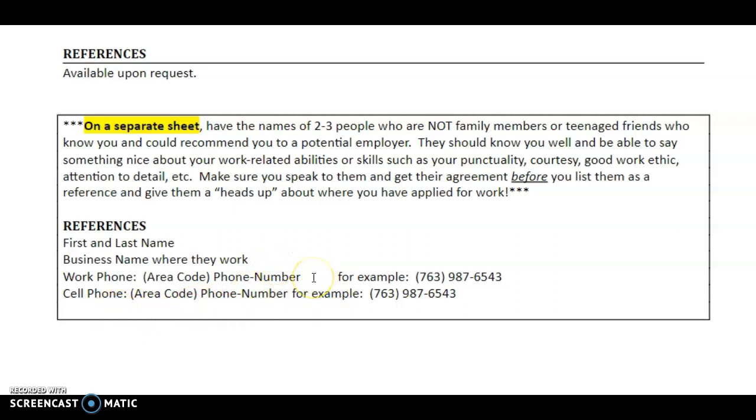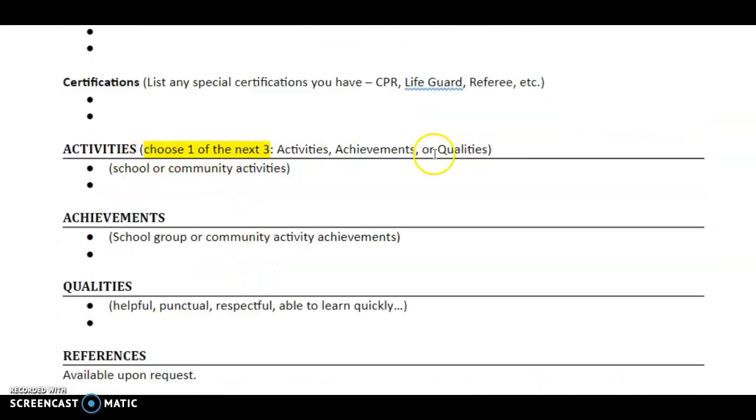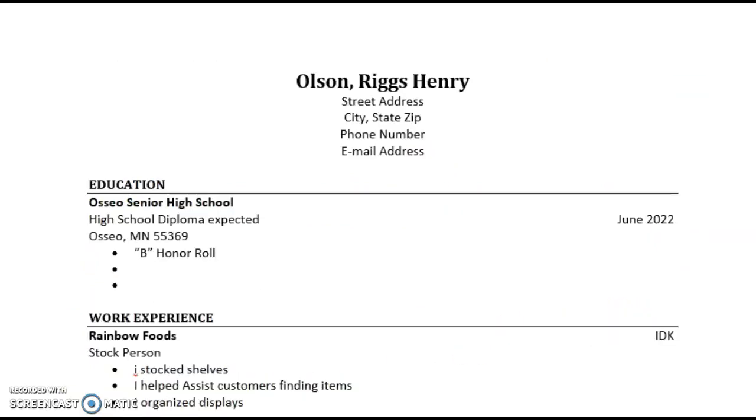You can simply use their work number as well. But you want to make sure that you erase this as well as the other instructions up here before you're finished with your resume. So I'm going to show you a couple example resumes. Okay, so this resume has a few things wrong with it.